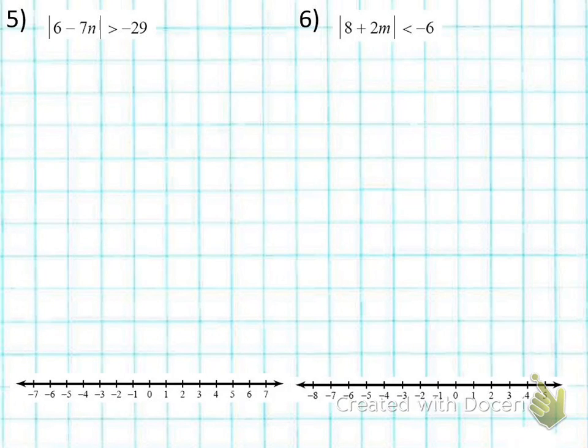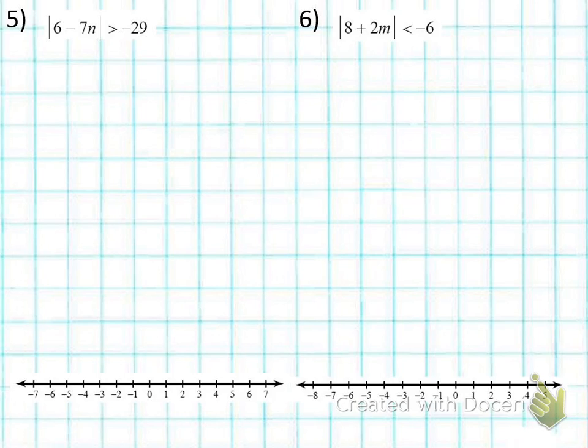Now before you start number 5, it looks really simple, but what's a red flag you should be looking at? Negative 29, right? Absolute value signs make everything what? Positive, okay. Be careful before you jump to a conclusion. Think about the logic of the statement. An absolute value makes things positive, right? So is it true that the absolute value of the left side is going to be greater than a negative number? Yes, that is true, right?